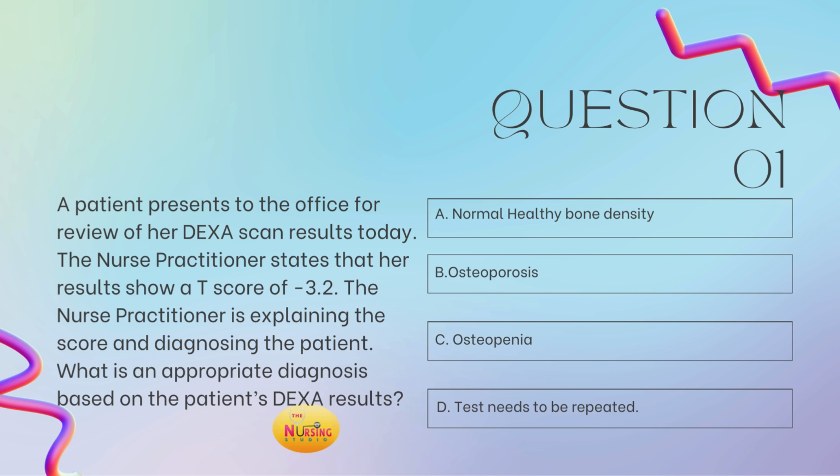All right, so question number one for today. A patient presents to the office for review of her DEXA scan results today. The nurse practitioner states that her results show a T score of negative 3.2. The nurse practitioner is explaining the score and diagnosing the patient. What is an appropriate diagnosis based on the patient's DEXA results? Is it A, normal healthy bone density, B, osteoporosis, C, osteopenia, or D, the test needs to be repeated? Take a moment and tell me what you got in the comments.